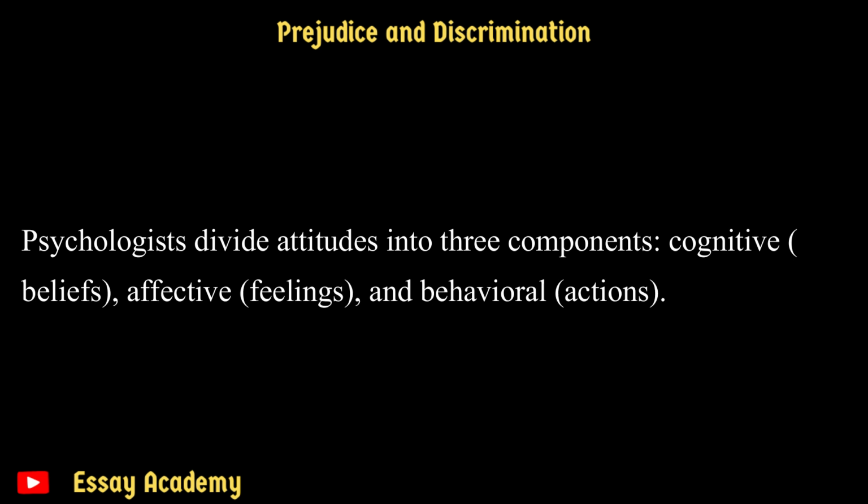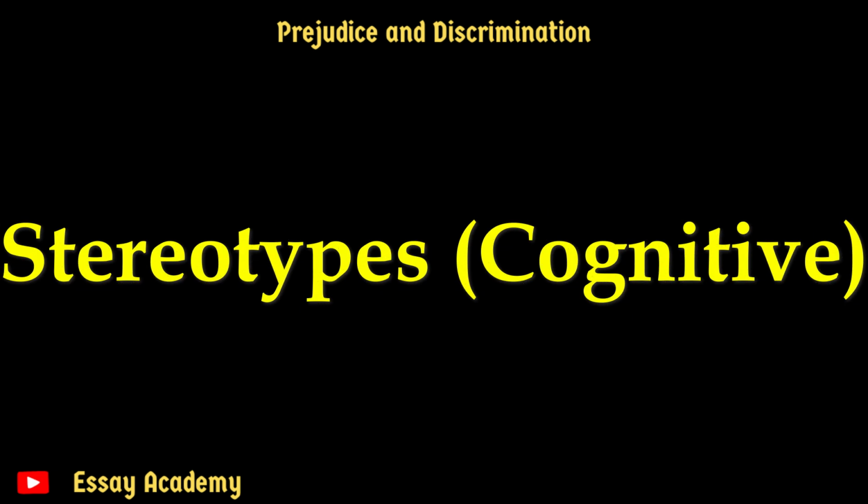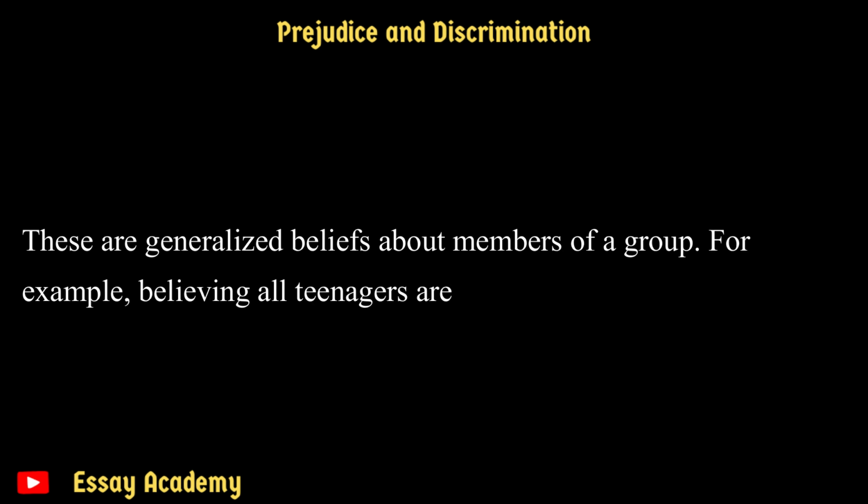Cognitive and affective components. Psychologists divide attitudes into three components: cognitive, beliefs; affective, feelings; and behavioral, actions. Stereotypes, cognitive. These are generalized beliefs about members of a group. For example, believing all teenagers are rebellious is a stereotype.